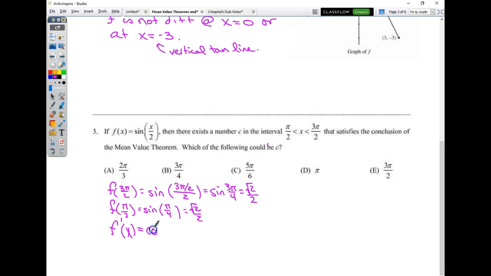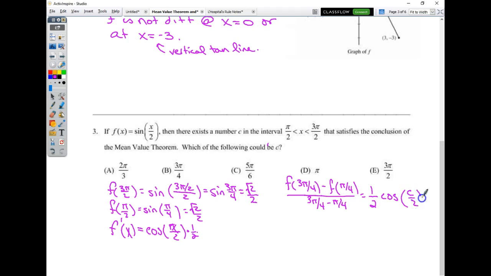The derivative of sine is the cosine of x/2 times 1/2. So now what I need to do is take f of 3π/4 minus f of π/4, over 3π/4 minus π/4. And I know that this seems dumb because you all can recognize that this is going to equal 0.